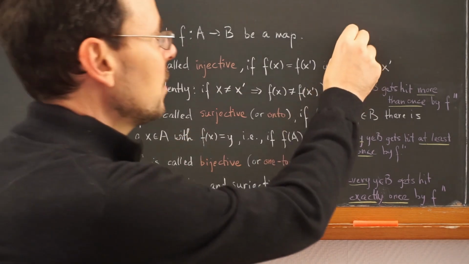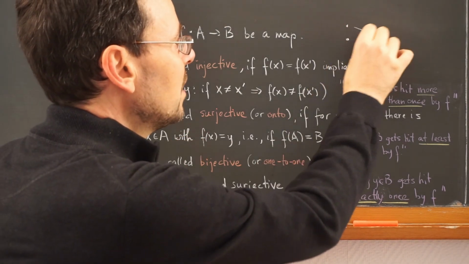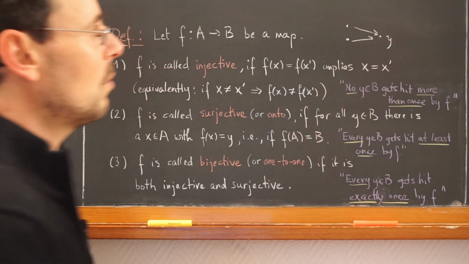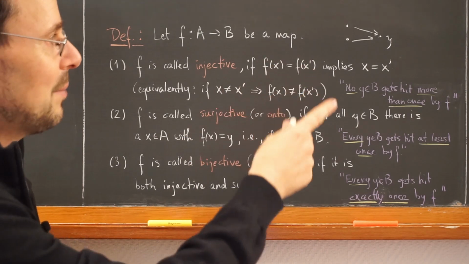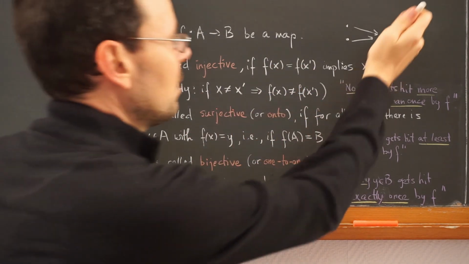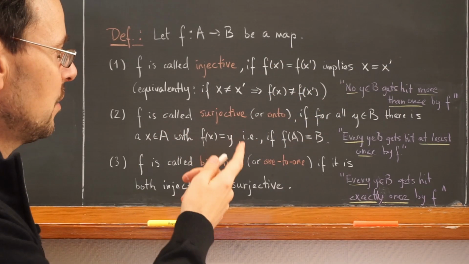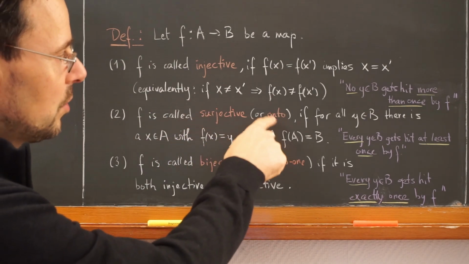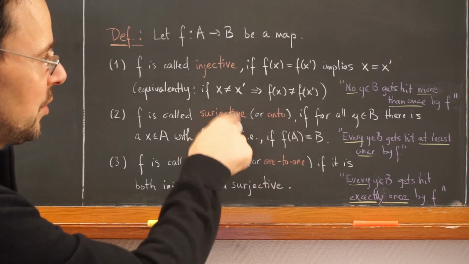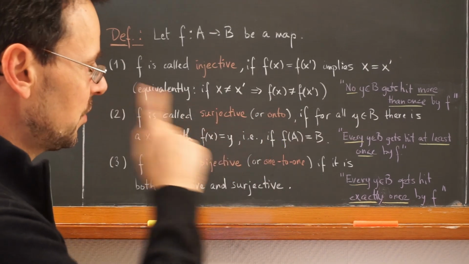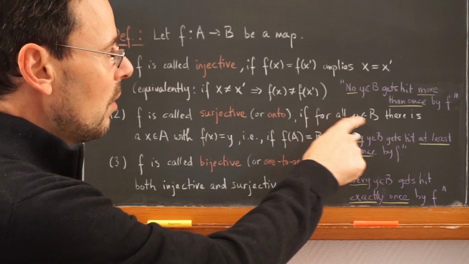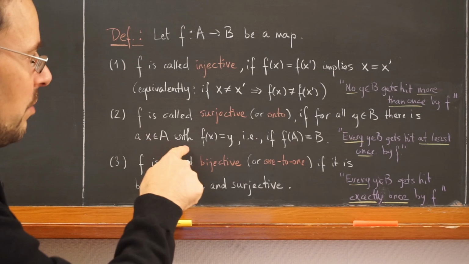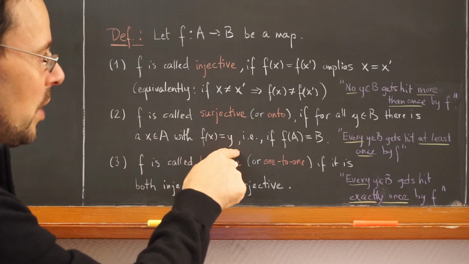So it's not possible that two different elements get mapped to the same y here. If this happens, then the map is not injective. So now the next notion, F is called surjective, or sometimes onto. I do not like this term so much. I'm going to prefer surjective if for all elements in the codomain there is an element in the domain such that f of x is y.